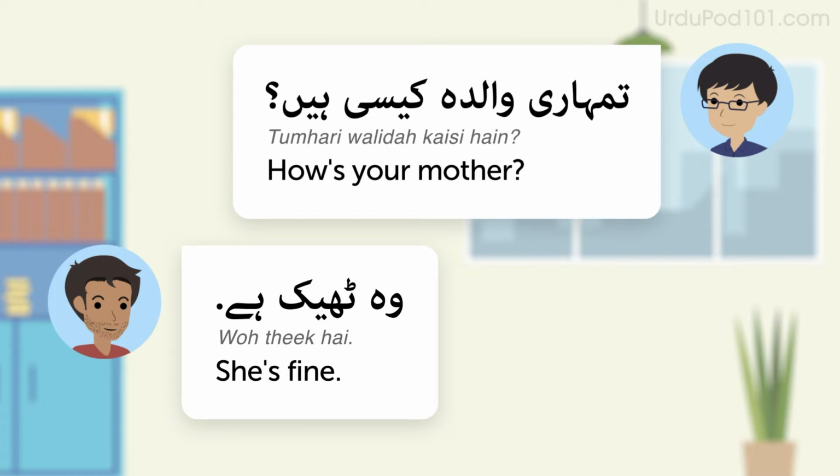First of all, you'll need to learn how to say, How's your mother? That's, तुम्हारी वालिदा कैसी हैं? Listen to it again. तुम्हारी वालिदा कैसी हैं? This Urdu sentence literally means, Your mother how is? But it translates as, How's your mother? In English.